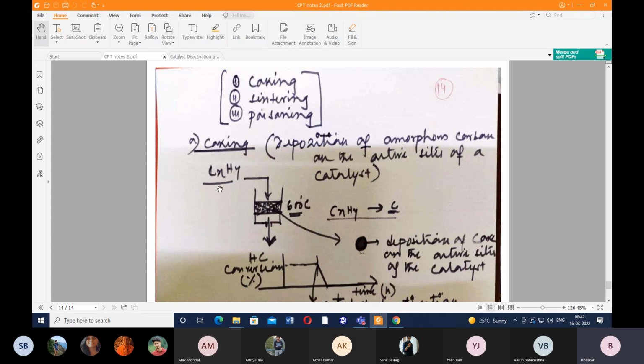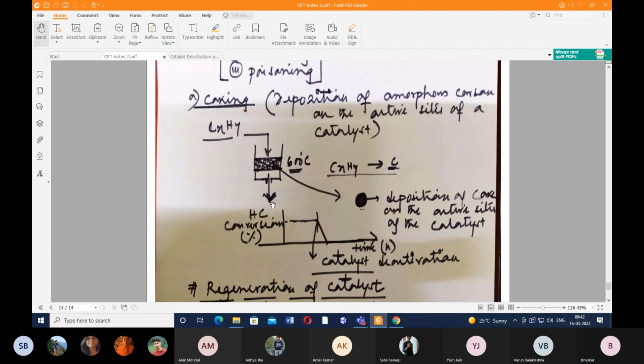So here from the inlet we are allowing CxHy. CxHy is the general representation of a hydrocarbon gas. Okay, so CxHy is being allowed to pass through this, and let's assume we are carrying out the reaction at a temperature of around 600 degrees Celsius. From the outlet we'll get hydrogen. Hydrogen is our desired product. Hydrogen is a renewable gas, right? Renewable energy. So hydrogen has got huge importance in day-to-day life.